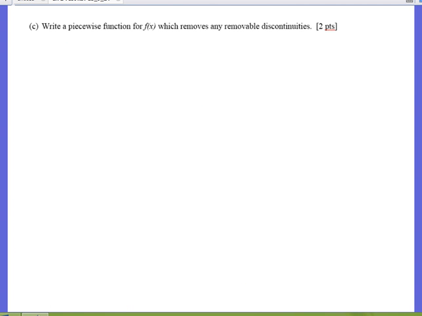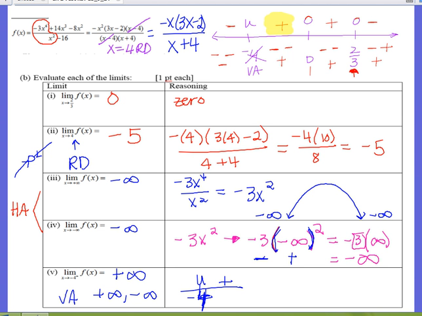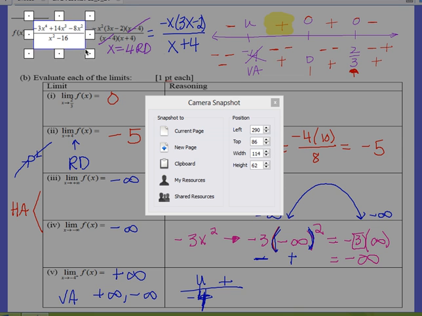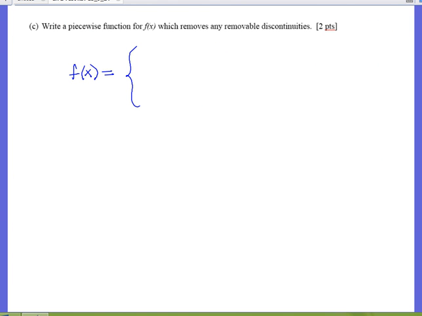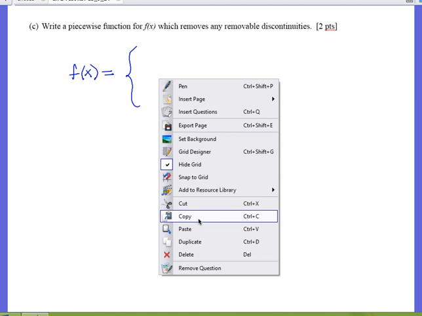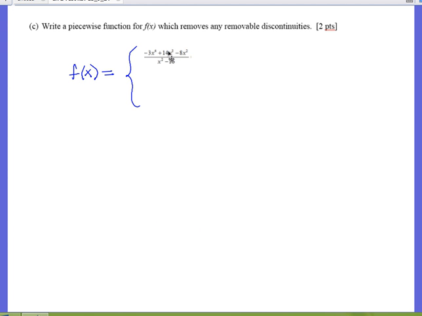All right, last piece: write the piecewise function for f of x, which removes any removable discontinuities. So, how do we remove a discontinuity? Well, first, you start out with the exact same function that you started out with. And what I'm going to do is erase this guy, and then I'm going to copy just that part of the function over. Let's see if I can work this guy. Paste. There we go. So, what you'll notice is I purposely didn't write it. I wanted you to see I'm physically copying over the same exact function.